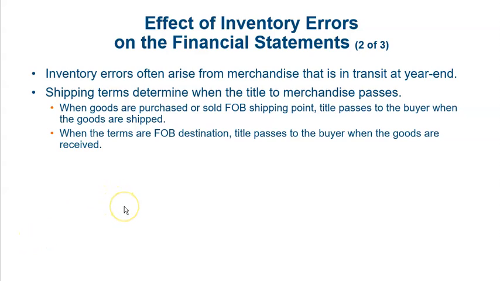A lot of times inventory errors arise from merchandise that is in transit at year end, because shipping terms determine when the title to merchandise passes. When goods are purchased or sold FOB shipping point, title passes to the buyer when the goods are shipped. If it's FOB destination, then the title passes to the buyer when the goods are received.